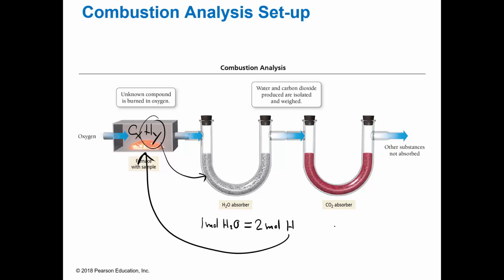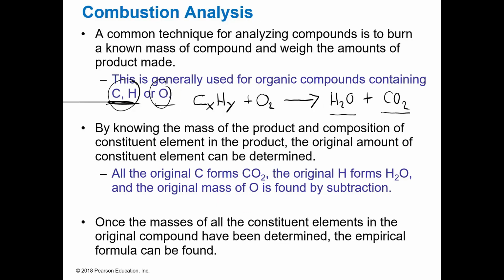And the same is true for carbon dioxide. Not exactly the same, but it's 1-to-1 because there's 1 carbon. So for every 1 mole of carbon dioxide, you had 1 mole of carbon in the original sample. And then you can backtrack and look at the molar ratio, right? You see how that works, right? So all of the original carbon forms carbon dioxide, and all of the original hydrogen forms water, and they are in a distinct ratio.